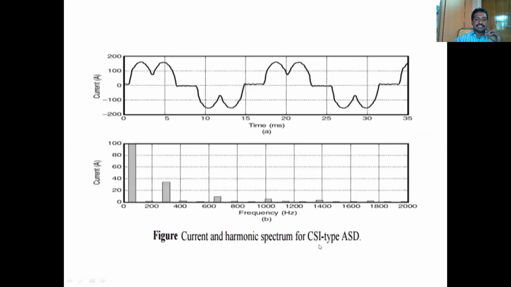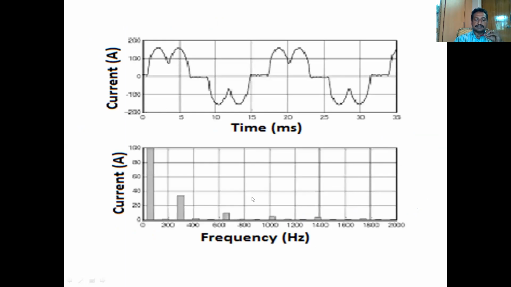So this is the three phase current and harmonic spectrum for a current source inverter type adjustable speed drive. See, so due to these adjustable speed drives using current source inverters, this is the way it is started. So time versus frequency also. This is the current magnitude, this is the frequency, time as well as frequency.